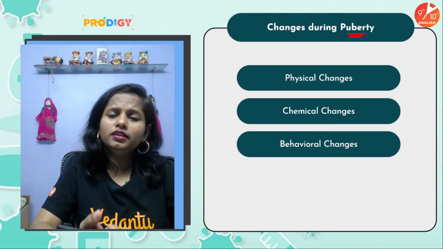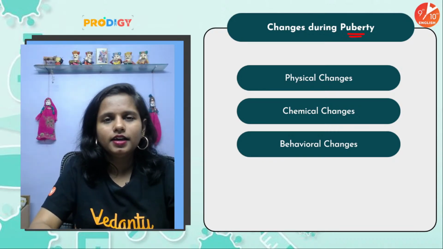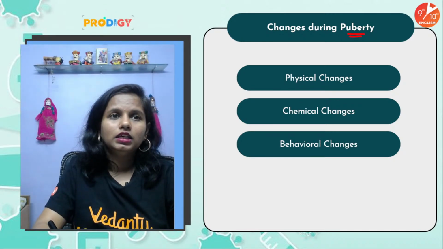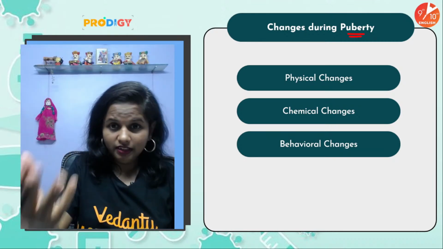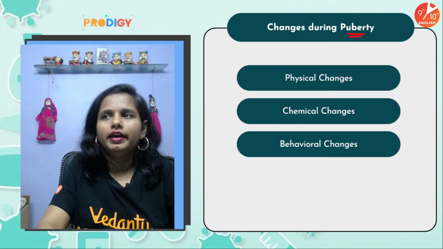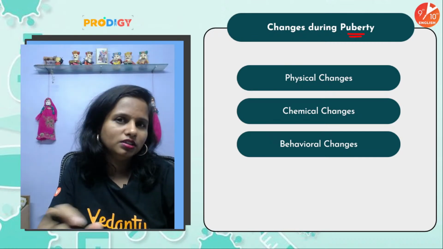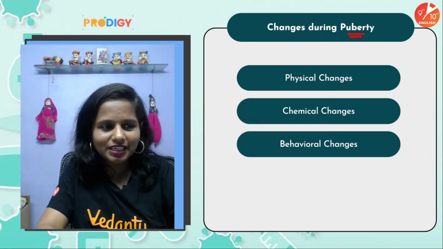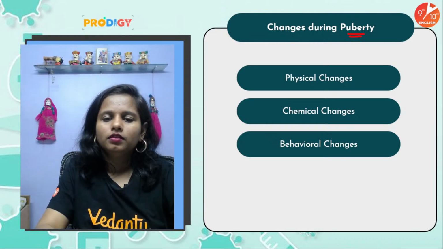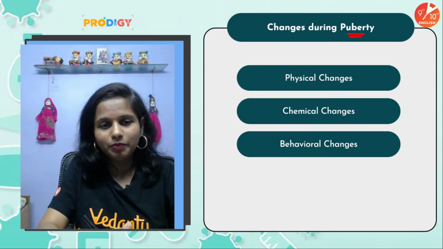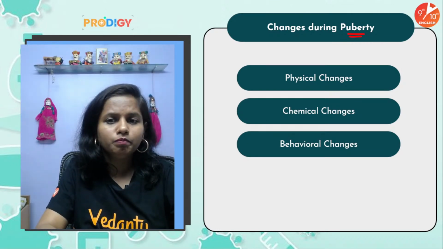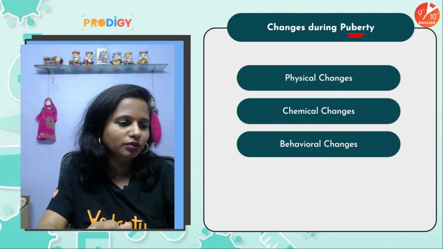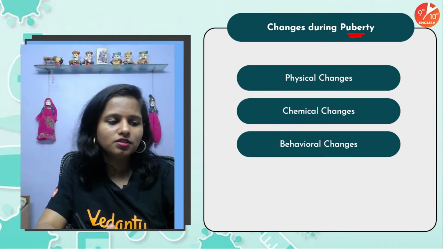Now let us talk about changes in girls. Physical changes: again face becomes oily, one may develop pimples, and besides that there's breast development, hip enlargement, and onset of menstrual cycle. Chemical changes: the hormone estrogen is being secreted, and that's the reason why all the secondary sexual characters are seen in girls. And behavioral changes: even girls experience mood swings, and those mood swings are terrible when girls are around their periods.